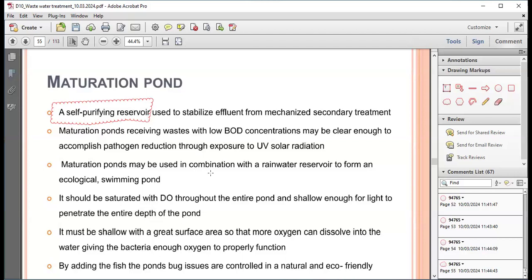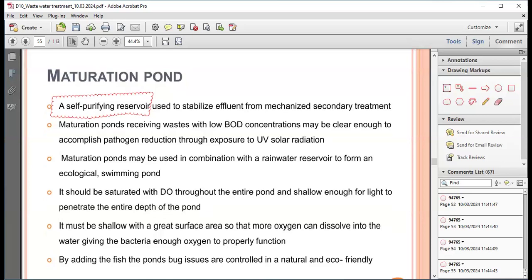The maturation pond may be used in combination with the rainwater reservoir to form an ecological swimming pond. It should be saturated with DO throughout the entire pond, shallow enough for light to penetrate the entire depth of the pond. It must be shallow with a large surface area, so more oxygen can dissolve into the water, giving bacteria enough oxygen to function properly, right?